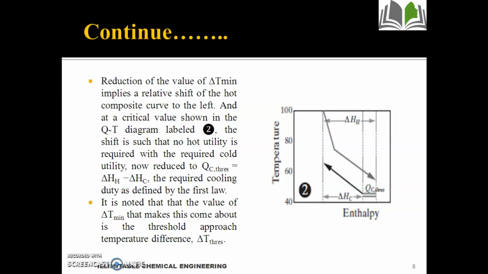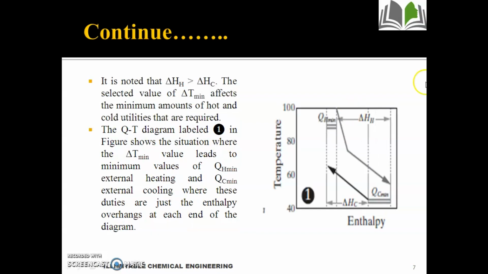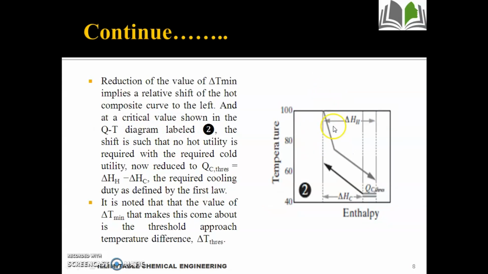So let's see the first diagram that it is here, this much horizontal distance is there, but in the second diagram we have shifted it, delta T minimum is decreased, so this we will shift it to the left side. This diagram, this curve is shifted to the left side, means no hot utility is required because there is no horizontal distance between these two curves. So this refers to no hot utility is required, with the required cold utility.